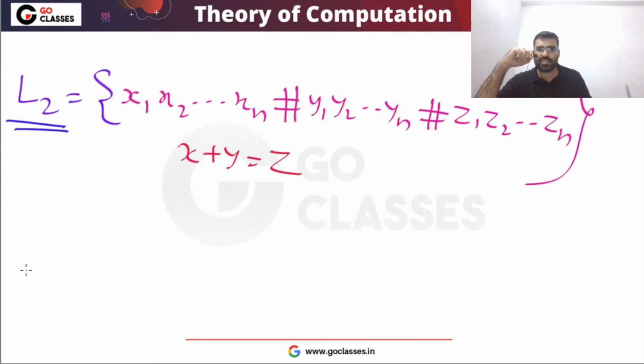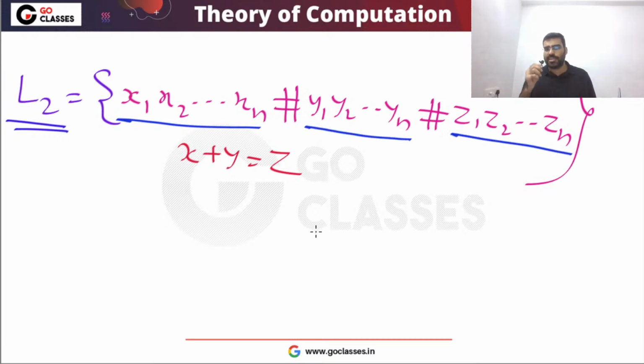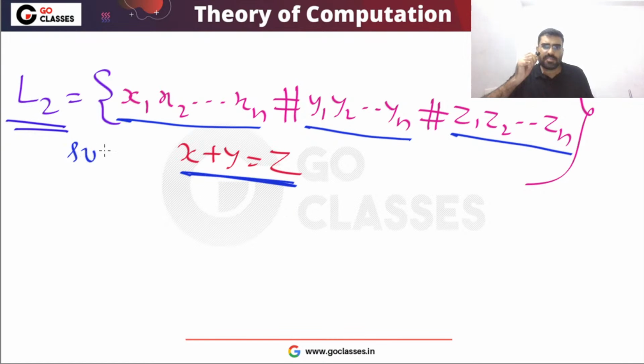Now look at this language. x1, x2, ..., xn, some symbol, y1, y2, ..., yn, some symbol, z1, z2, ..., zn. Now you tell me, such that x plus y equal to z.